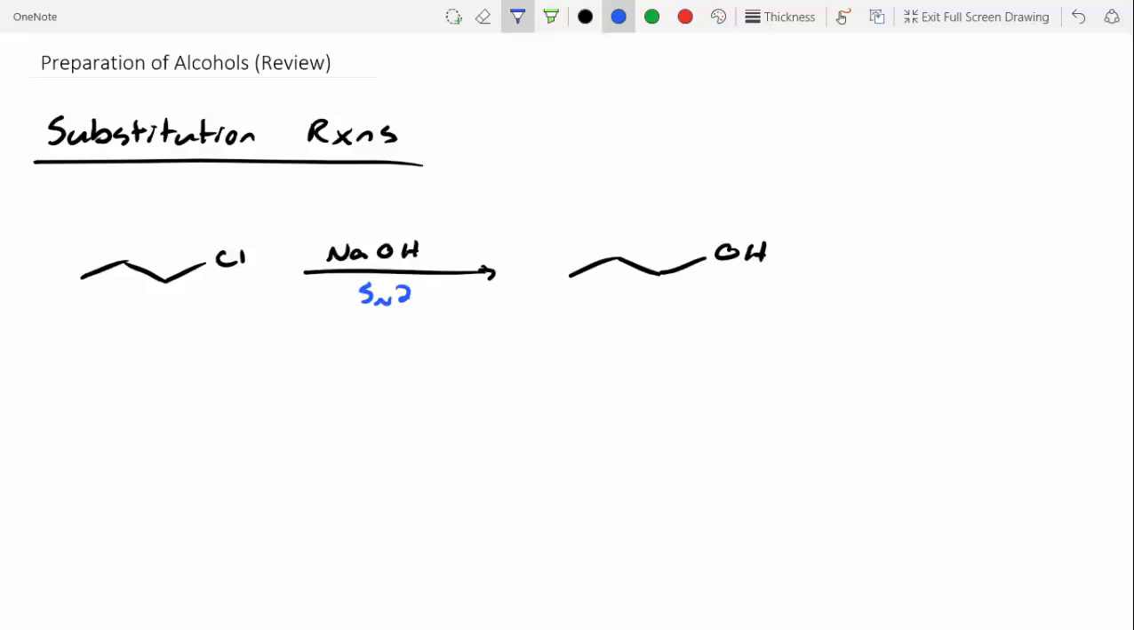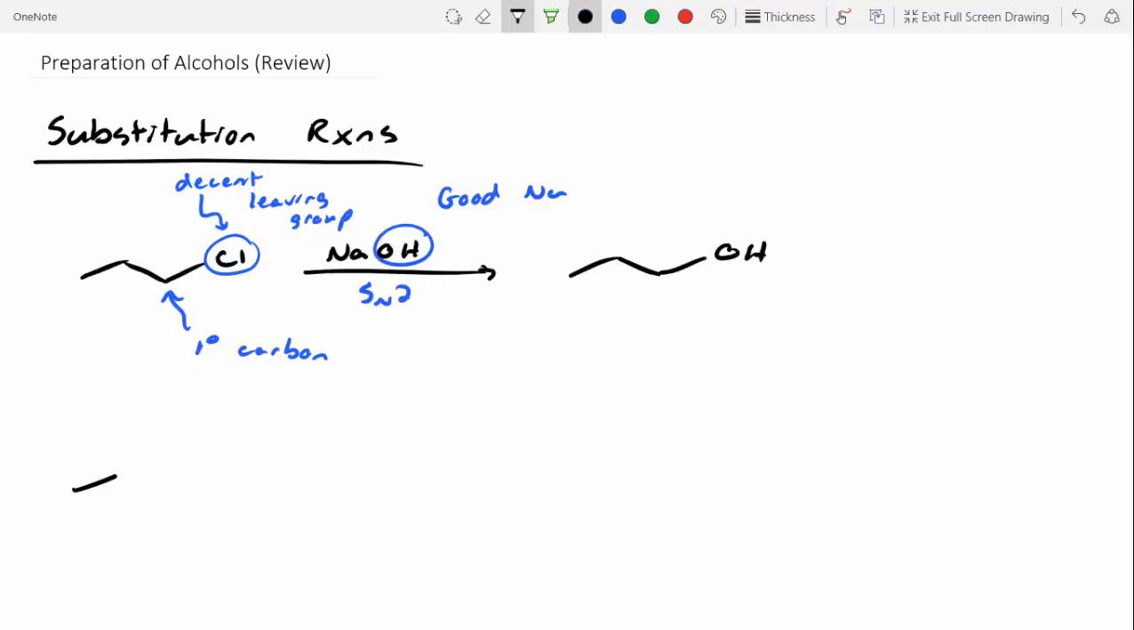So we've got a good nucleophile. That's a good indication that it's SN2. What about our electrophile? It's primary. And in this case, we've got a decent leaving group. So we can do SN2 substitution reactions in order to make alcohols. We saw that plenty last term.